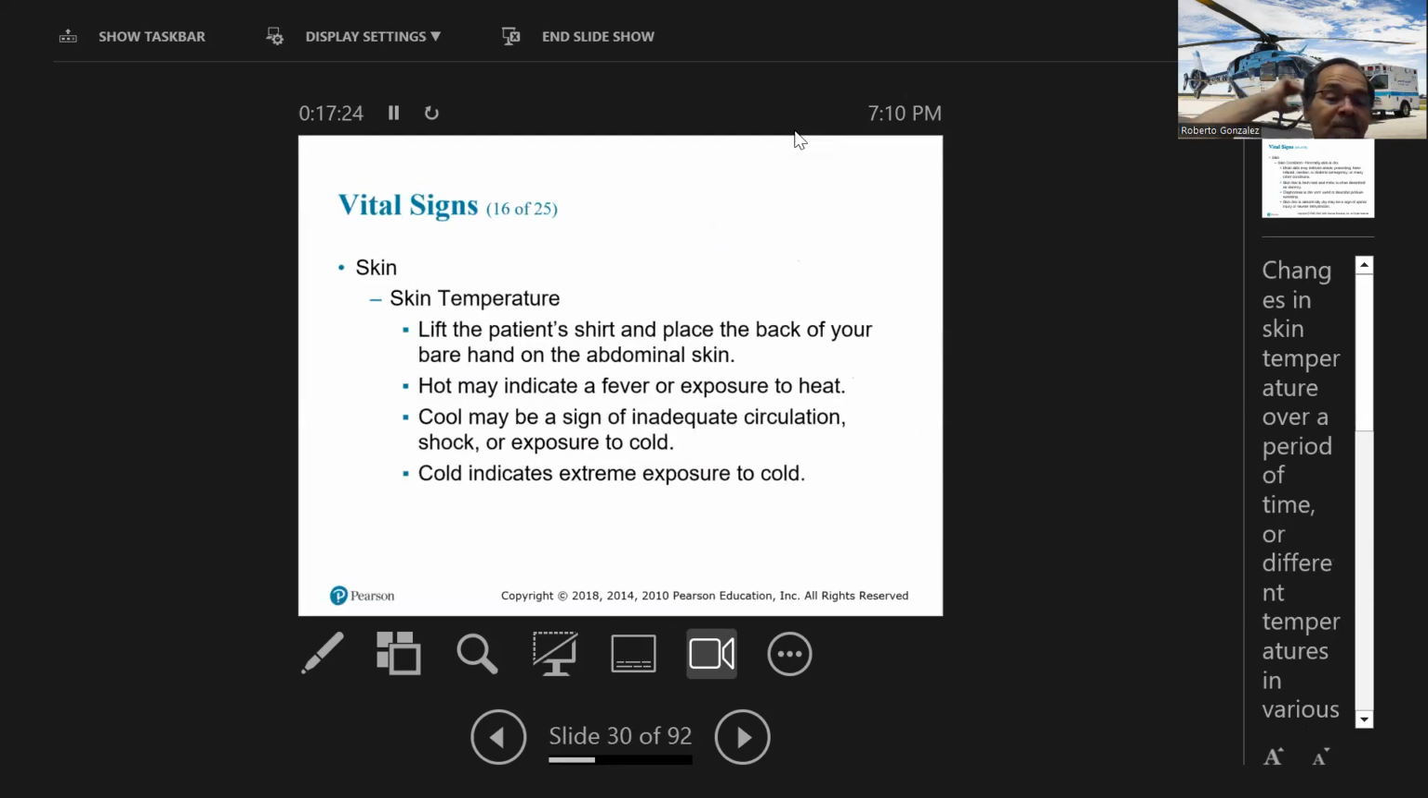Skin temperature. Lift the patient's shirt and place the back of your hand so you can check the temperature of the skin. Hot may indicate fever or exposure to heat. Cool may be a sign of inadequate circulation, shock, or exposure to cold. Cold indicates extreme exposure to cold.